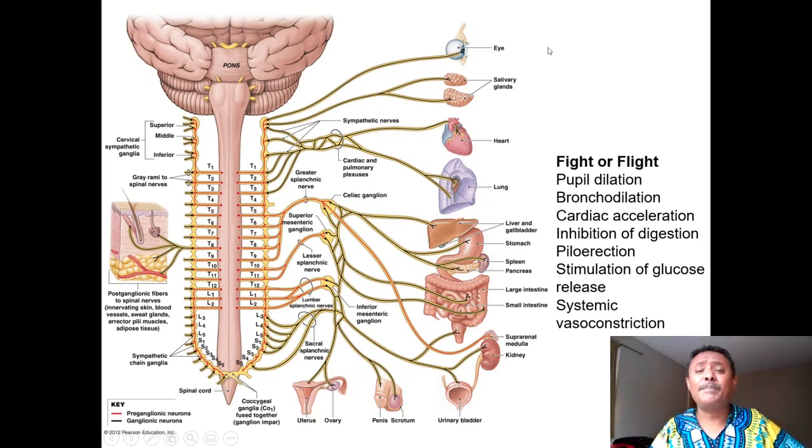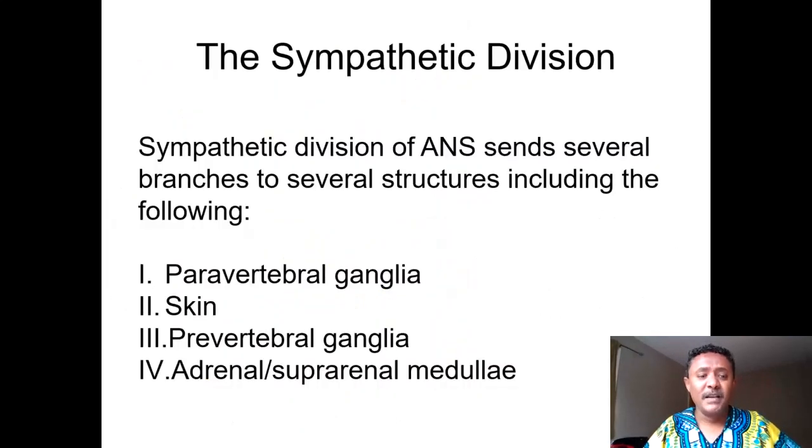Now in this picture, I tried to explain the final or the terminal effect of the sympathetic system on the different organs. But how does it happen? Like from the spinal cord, how does it go all the way to reach these organs? This is what we will discuss in the next few minutes.